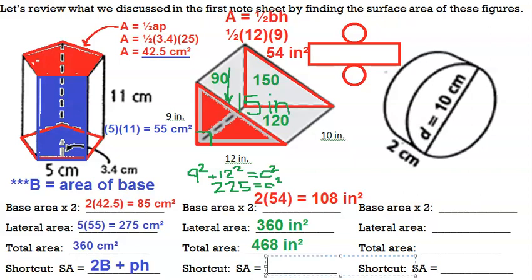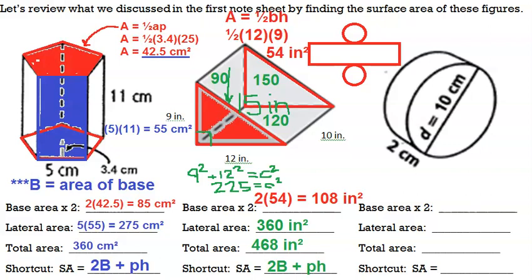And the shortcut, once again, if you're into that sort of thing, it's the same idea. If you take two bases and then you do the perimeter of the triangle times the height, you would get what you're looking for. Again, I'm not a fan of it. I'm just putting it there to help if that's something that you would like help with.